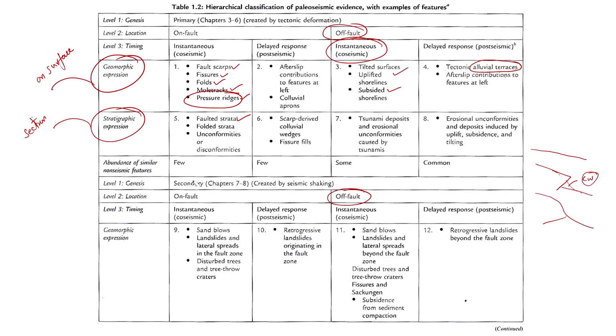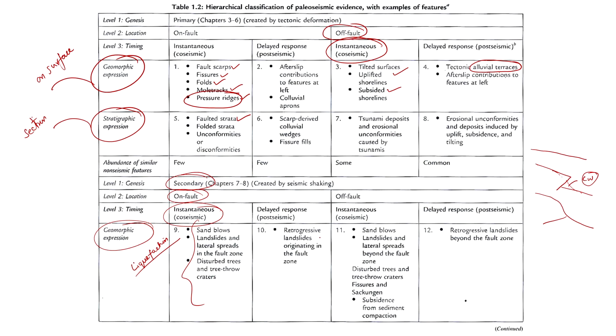Similarly, further, you have the secondary one. If you look at this again, on fault instantaneous geomorphic expressions, what you will see is sand blows, where what we are talking about is liquefaction. Then landslides, lateral spreads in faulted zones, disturbed trees and tree-thrown craters. So, these are a few examples.